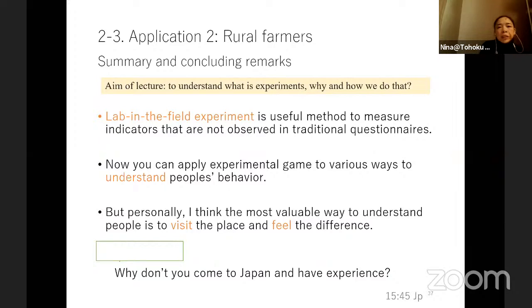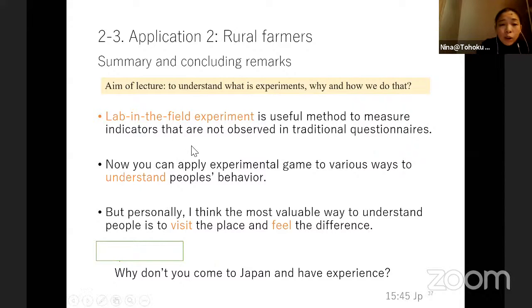from the farmers discussion, farmers examples, I wanted to show the example, and I wanted you to understand what the experiment is and why and how we use it. Through this example, I hope you now understand what a lab-in-the-field experiment is and the usefulness of this methodology to measure indicators that are not observed in traditional questionnaires. In traditional questionnaires, we just directly ask, and we cannot rely on that answer. But in field experiments, we use actual money, so their behavior is a little bit more credible.